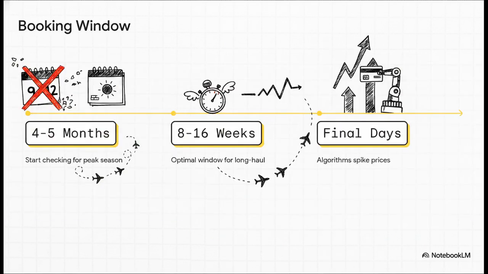But remember, timing this process is just as crucial. The sweet spot, the absolute optimal booking window for long-haul flights, is usually 8 to 16 weeks before departure. If you're traveling during peak season, stretch that out to maybe 4 to 5 months. But whatever you do, do not check 9 to 12 months out. It just creates these false price anchors that'll totally ruin your perspective. And definitely don't wait for the final few days either. That's when those algorithms aggressively target panicked last-minute business travelers with massive price spikes.